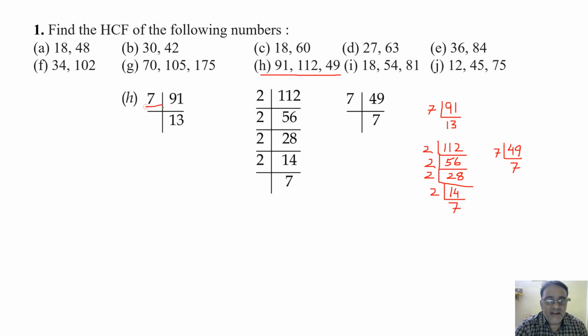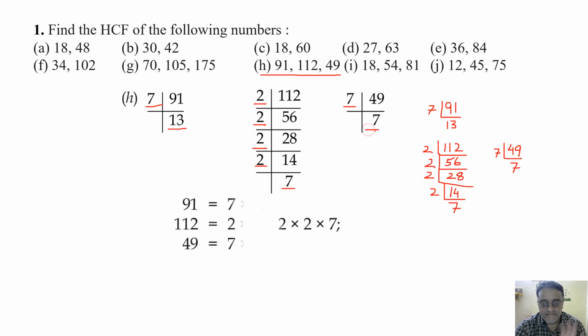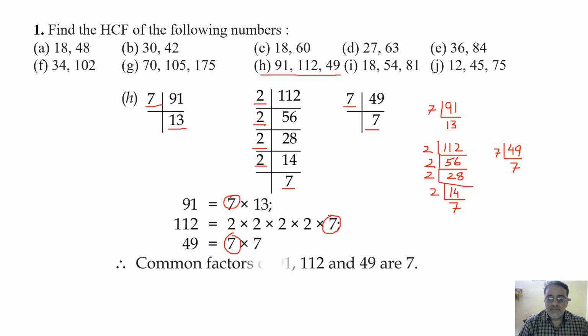So 91 we can write as 7 into 13, and 112 we can write as 2 into 2 into 2 into 2 into 7, and 49 we can write as 7 into 7. Right? Now we have to find the common factors. Only one common factor, that is 7. So HCF is also 7. 49 कहाँ से आ गया? एक ही 7 है. Only one 7. अगर 2 7 common रहता है तो 7 into 7, 49. But here only one 7 is common. So 7 only is the HCF.